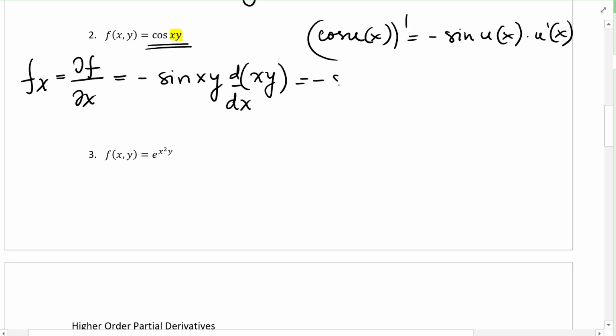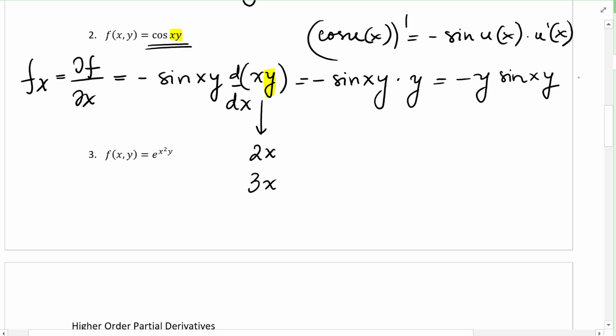So we get negative sine of xy times xy differentiated with respect to x, which is the same thing as if we had to differentiate 2x with respect to x or 3x. So it would be just the constant. And because we are differentiating with respect to x, y is considered the constant. So times y, or negative y sine of xy.